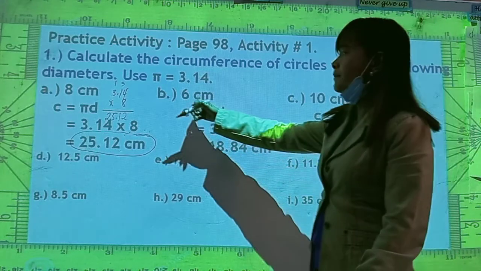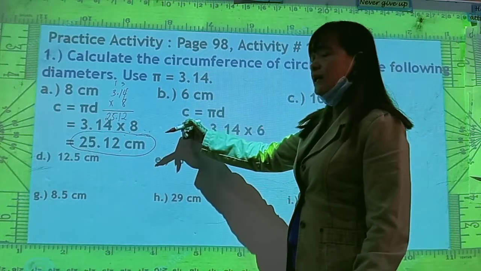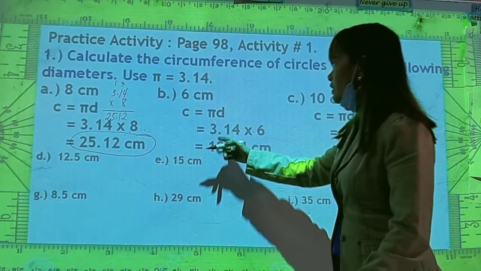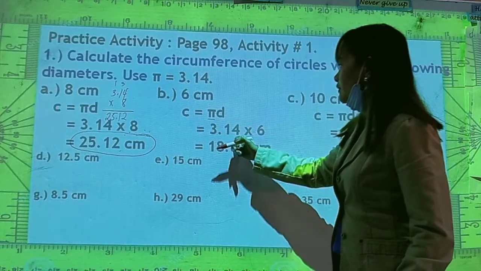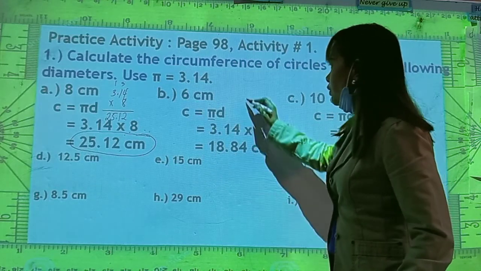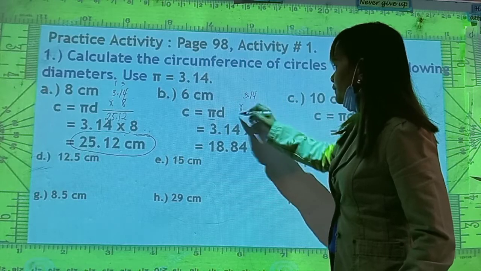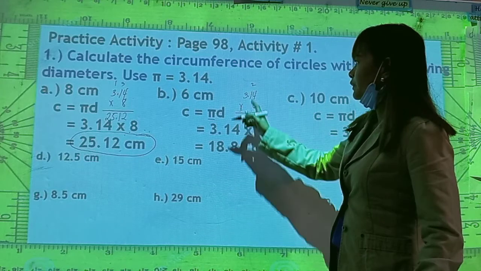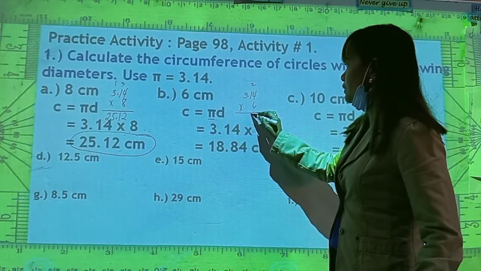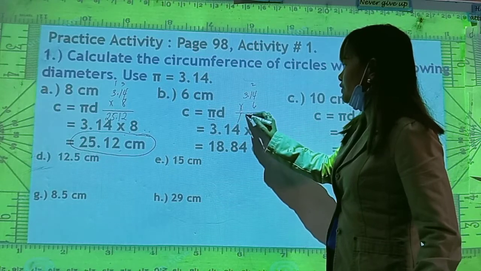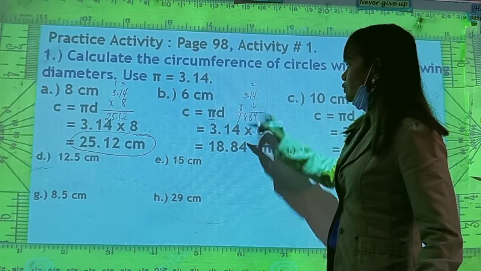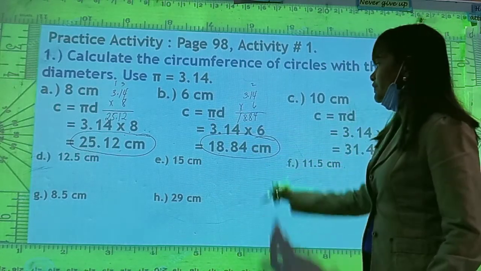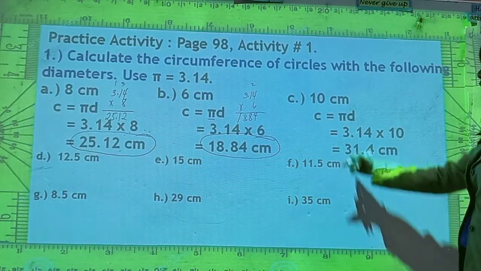Okay, how about letter B? For letter B, we have 6 centimeter. Simply substitute or get the formula. Circumference is equal to pi times the diameter. So 3.14 for the pi times the diameter is 6. If you are going to multiply 3.14 times 6, 4 times 6 is 24, carry 2. 1 times 6 is 6, 6 plus 2 is 8. 3 times 6 is equal to 18. How many decimal? 1, 2, 1, 2. Therefore, the answer is 18.84 centimeter.